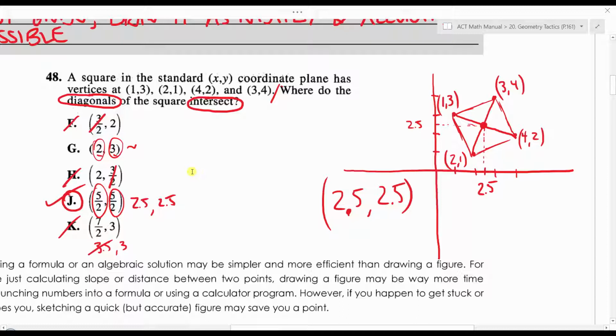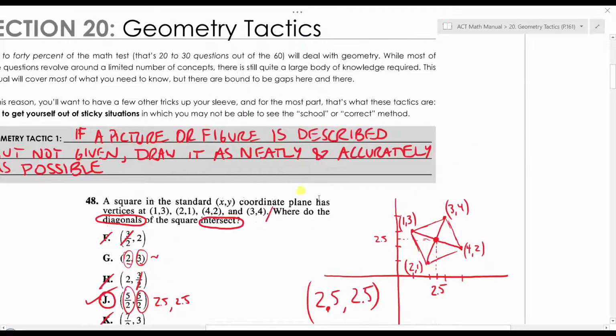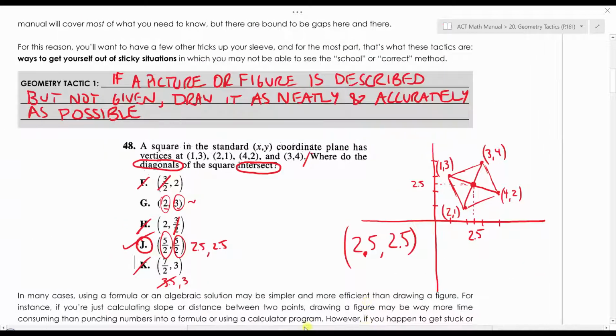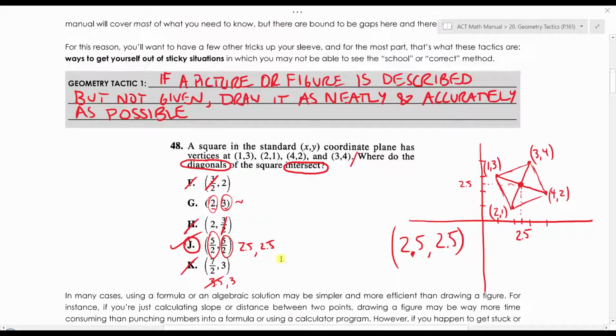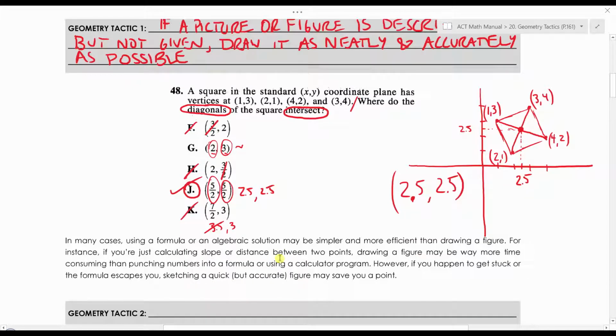You can do it using midpoints. You can do it maybe with the distance formula, but there's really no need to mess around with a lot of that math because a nicely drawn figure will get you the answer pretty darn quickly. So that is geometry tactic number 1. If a picture or figure is described but not given, you should go ahead and try to draw the figure.